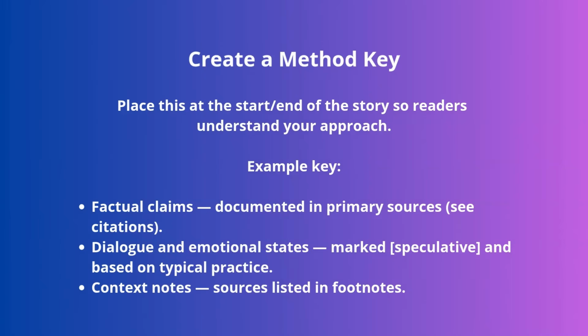Here's something that you can put at the start or the end of the story so the readers understand your approach. I call it a method key. So, for example, factual claims, documented in primary sources, see citations. Dialogue and emotional states, marked speculative and based on typical practice. Context notes, sources are listed in footnotes.